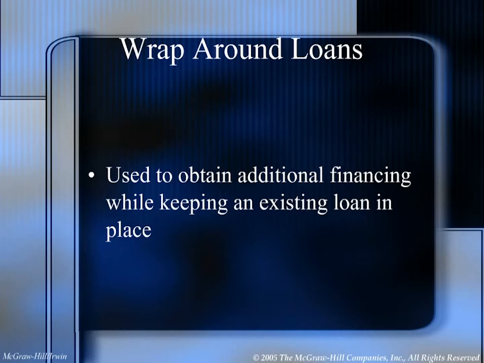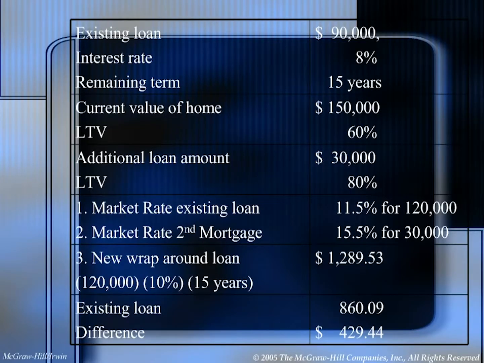Okay, let's look at wraparound loans. Wraparound loans are used to obtain additional financing while you keep your original loan in place. So you have an original loan, in the example we're going to look at in a minute, for $90,000, but you want to borrow another $30,000. So you borrow $120,000 from the bank, they maintain the $90,000, and you get the difference of the $30,000. So let's look further at that.